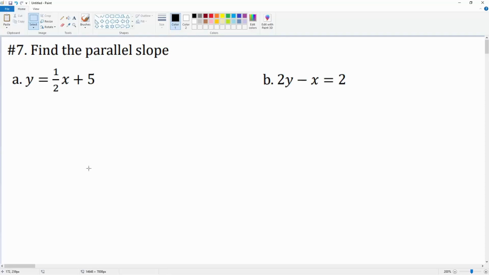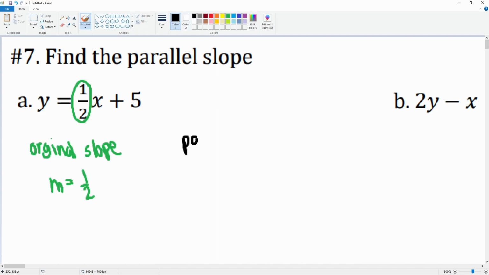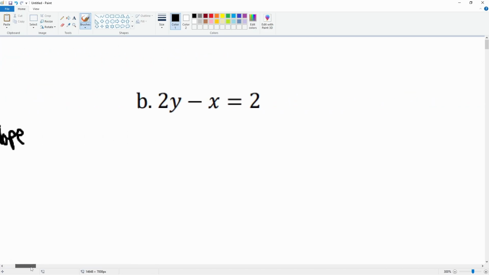Chapter 4, number 7, you're going to find the parallel slope. So here we have the equation y equals 1/2 x plus 5. The slope here, which is in front, so we could say that the original slope m is equal to 1/2. Next, we want to find the parallel slope because that's what the question's asking for. And we know that the parallel slope is equal to the original slope. So it's just m is equal to 1/2 as well. So that's the final answer.